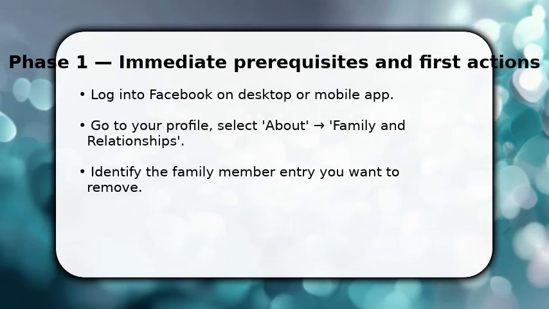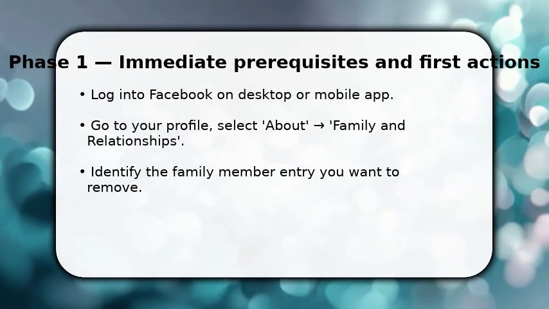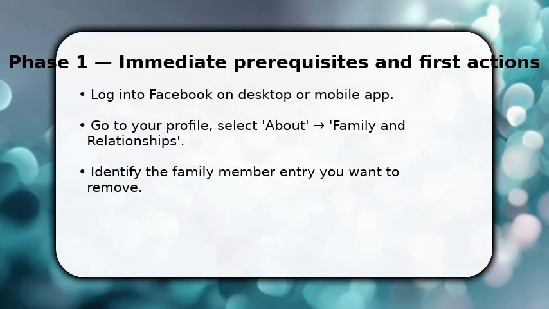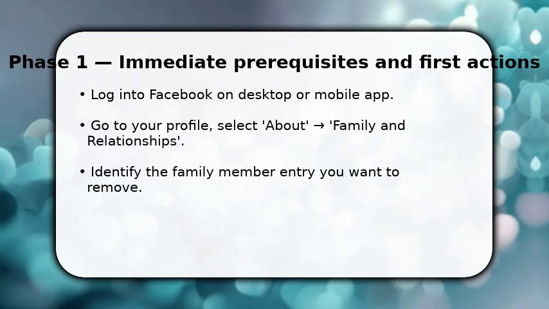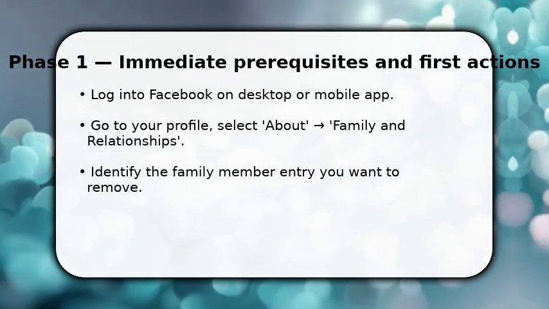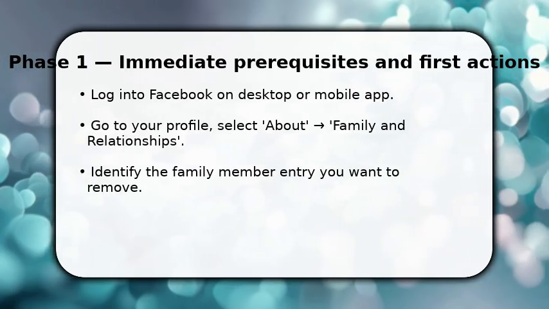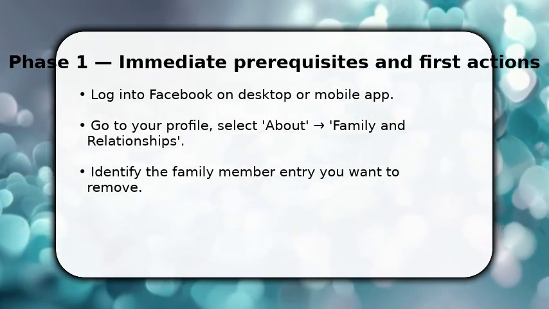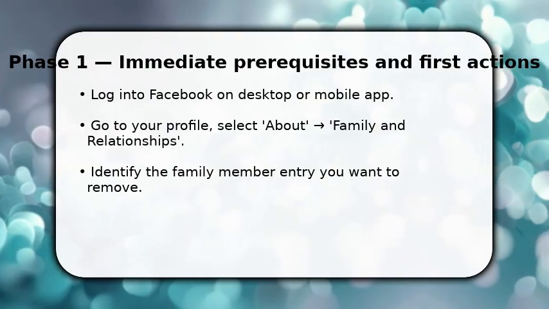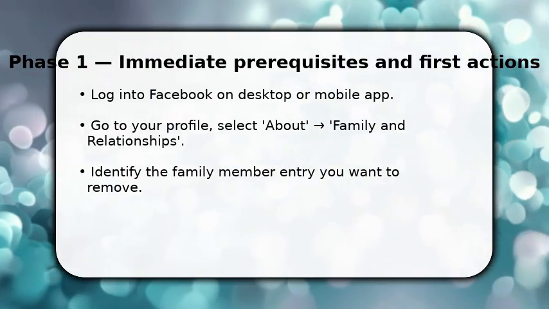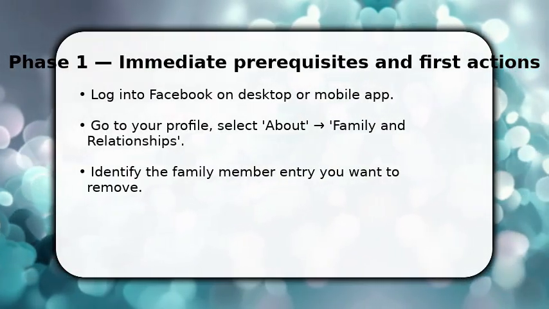You start inside your Facebook profile because this is where family links live. Once logged in, go to About and open Family and Relationships. This shows all linked family entries. You should locate the specific person, make sure it's the correct account, because removing severs the visible link. If the name appears multiple times, verify profile photos or mutual friends.